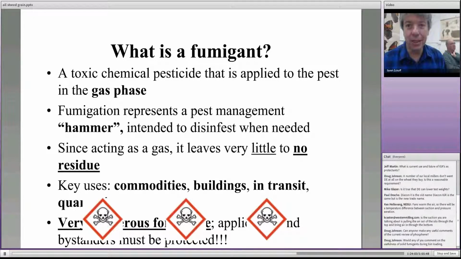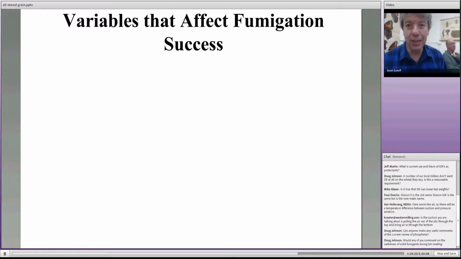And this is the part that I can't stress enough. It is very dangerous stuff. That's why the label and also the container itself has the internationally recognized skull and crossbones. So even if people don't speak English and haven't heard a great webinar like this one, hopefully if they see the skull and crossbones, they know that it's bad stuff.